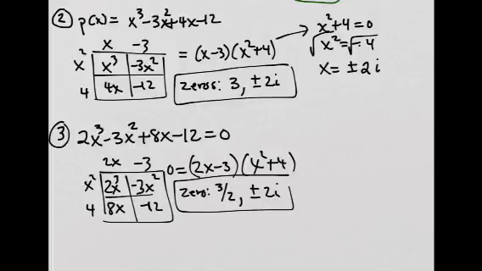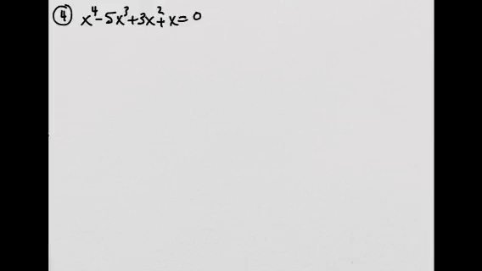Okay, there it is. Alright, for number 4, it's a quartic, a fourth-degree polynomial. And I noticed that they all have a common factor of x, so first of all I'm going to factor out the x.